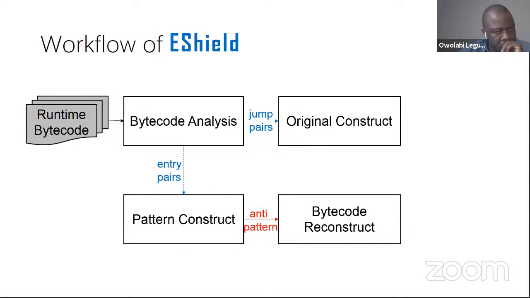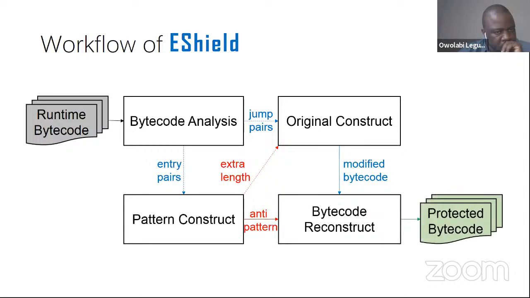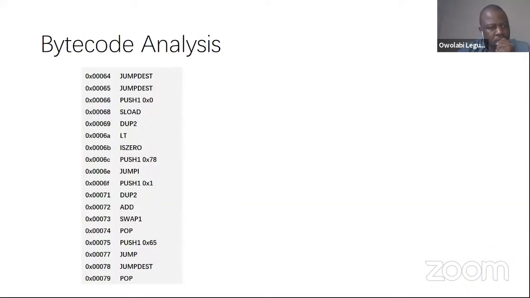After that, the length of bytecode will increase, so the extra length will be transmitted from the pattern constructor to the original constructor. Then the original bytecode will be reconstructed to generate the modified bytecode. In the end, the bytecode constructor will insert the anti-patterns into the modified bytecode and generate the protected bytecode.